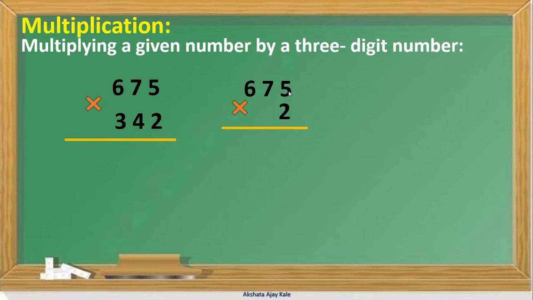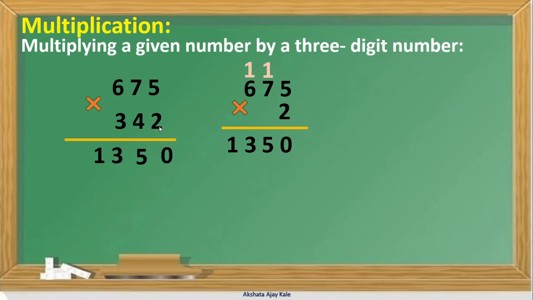So 2 5s are 10, 0 here, 1 carried over. 7 2s are 14 plus 1, that is 15. So 5 we will write here, 1 is carried over. Then 6 2s are 12 plus 1, that is 13. The answer is 1350. That we will write here. Now our work is over for 2, that is in the unit place.